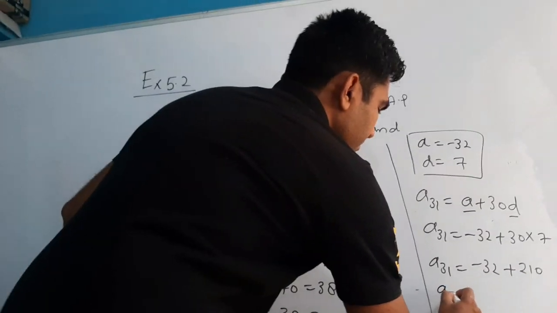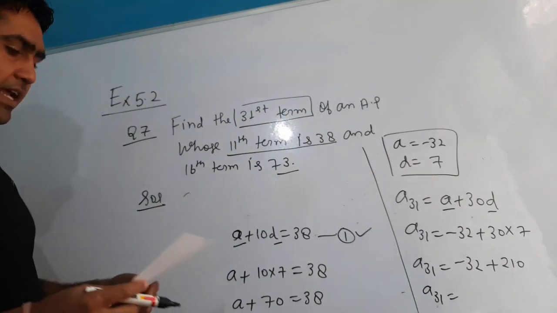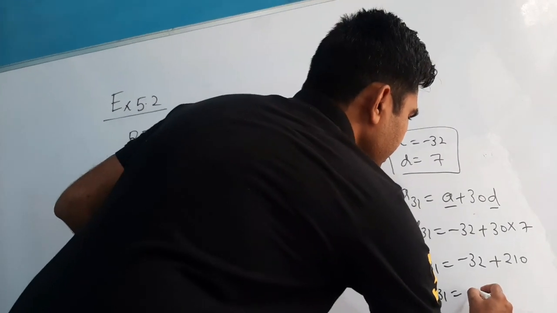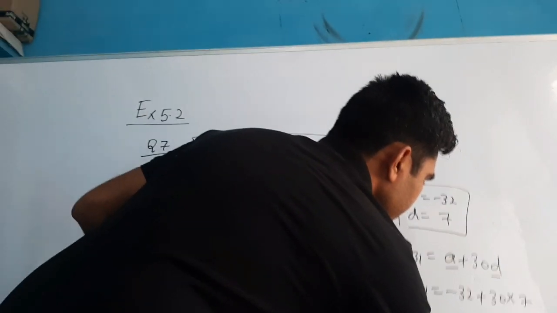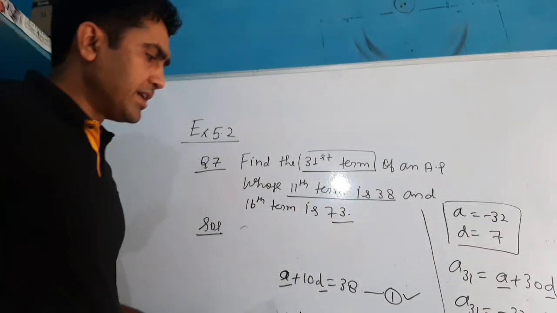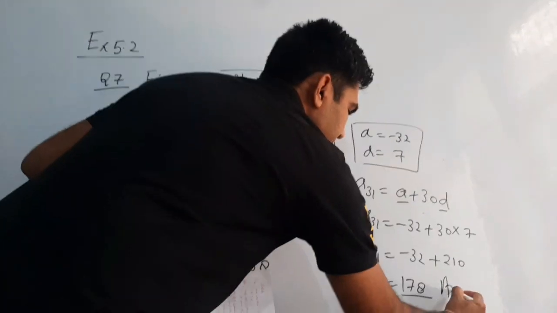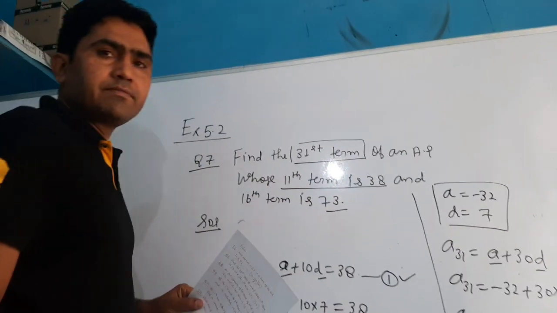If you subtract, you will get 178. So the 31st term will be 178. 31st term क्या हो जाएगा? 178 हो जाएगा. This will be your answer.